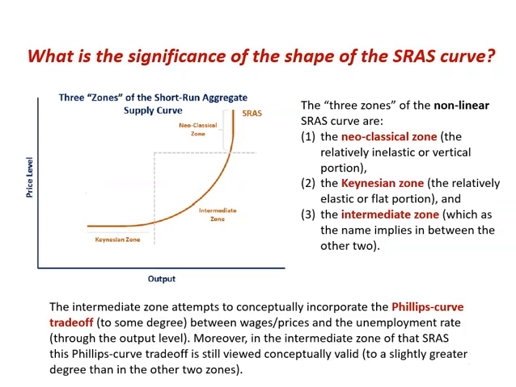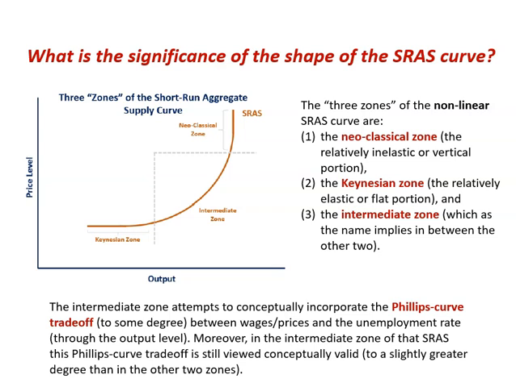Reaching back to the theory about the shape and elasticity of the short-run aggregate supply curve, we ask, what is the significance of the shape of the SRAS curve? The answer connects back to our earlier discussion about the elasticity of aggregate demand and supply. But this perspective combines different views into one graphic, with different implications, depending on which segment of the SRAS curve the economy is operating in. The graph on this slide shows three zones of a nonlinear short-run aggregate supply curve.